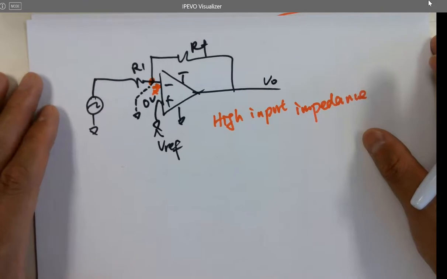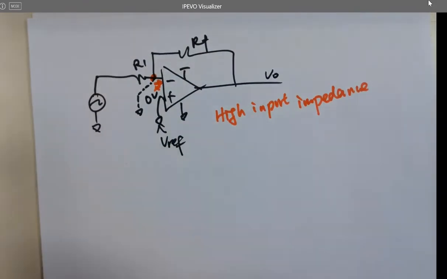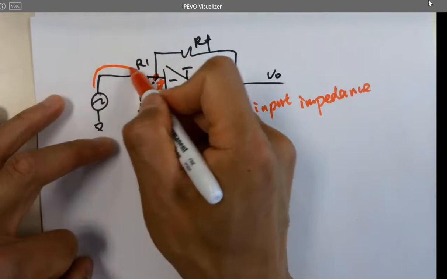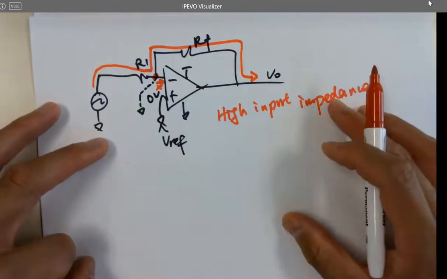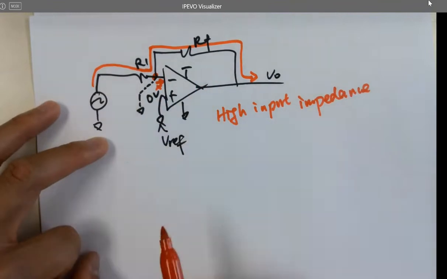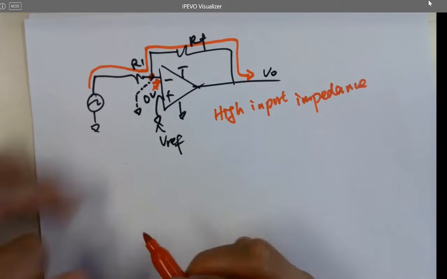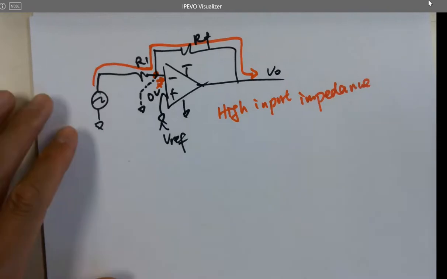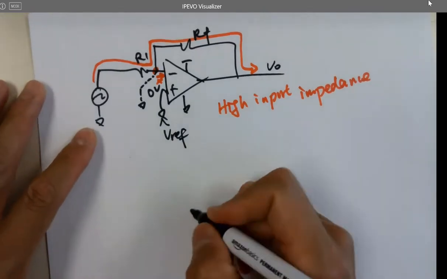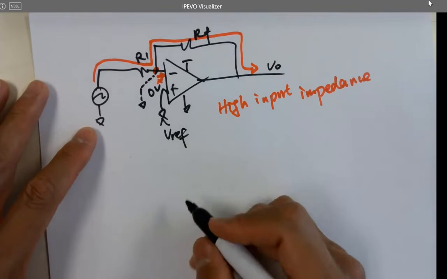So literally, the current flows like this. Nothing gets into it. So why do we need it? Why amplify the signal? If the OpAmp is not getting any current, why do we still need it?